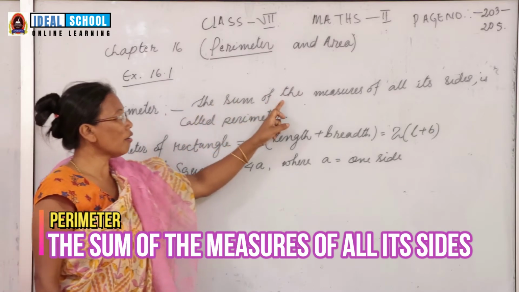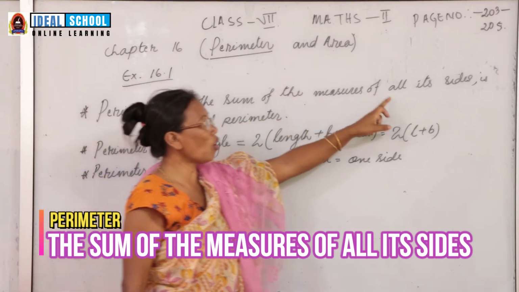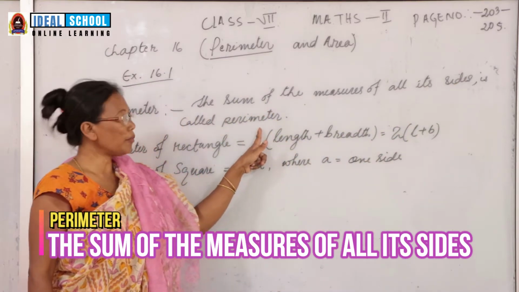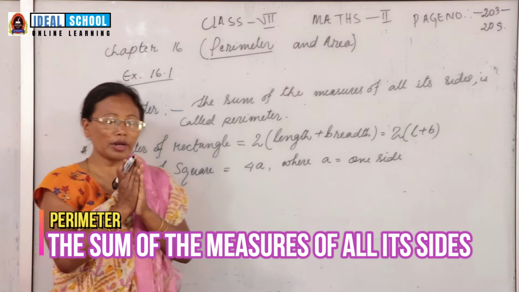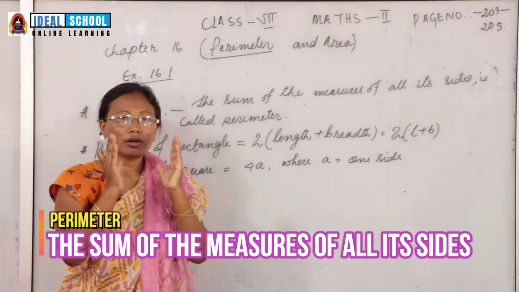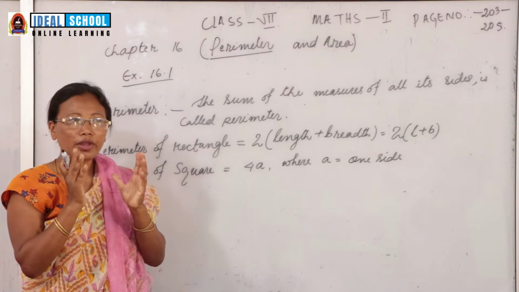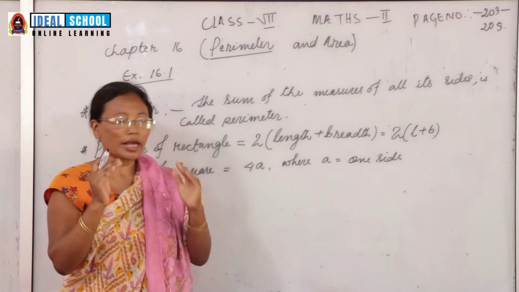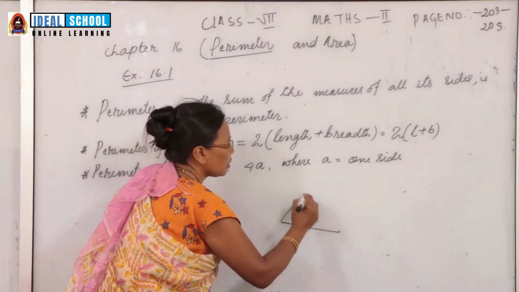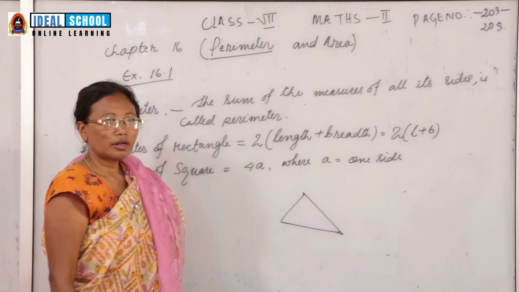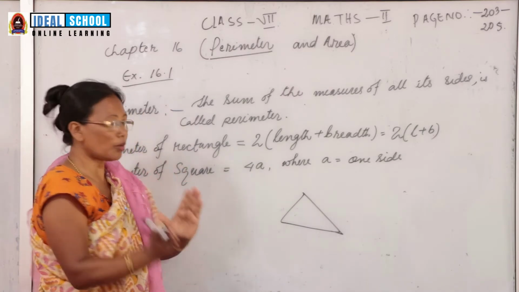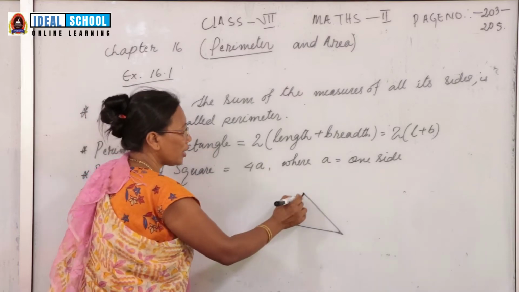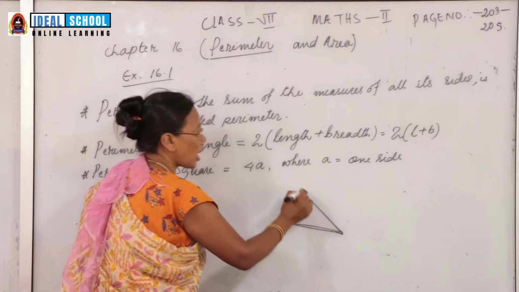The sum of the measures of all its sides is called perimeter. That means for finding the perimeter, we require one figure. If there is one figure, there will be some sides. Suppose we discuss a triangle. If we want to find the perimeter of this triangle, we need to add. Add means plus. We need to find the sum of all these sides.